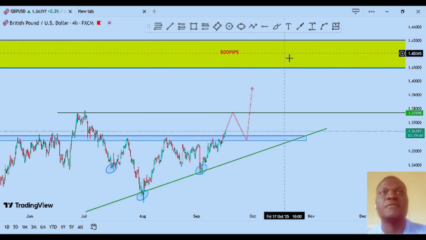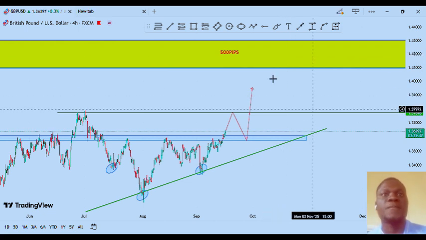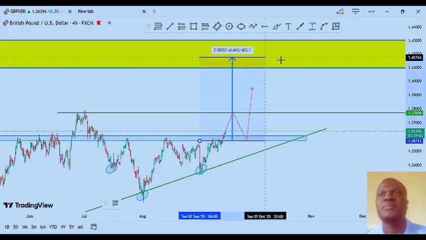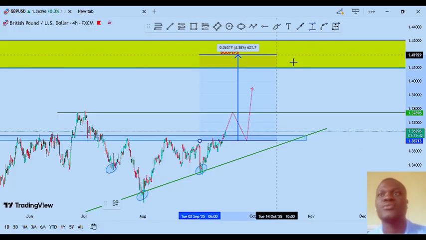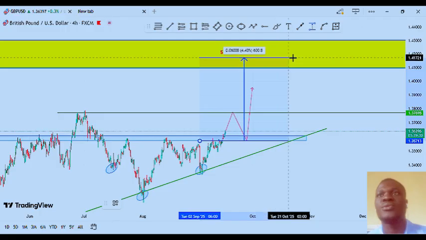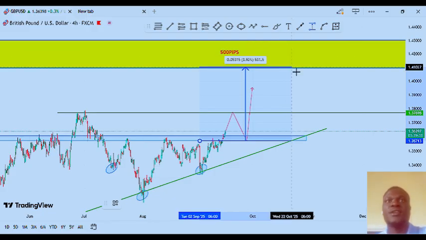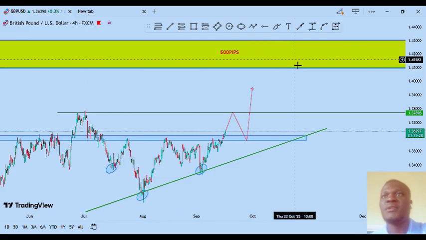That is about 500 pips. Let's measure it from here. It's about 600 pips. 1.42, a rounded number of 1.42 or 1.41. All right, this is an institutional level. Right, that is it for the British pounds.